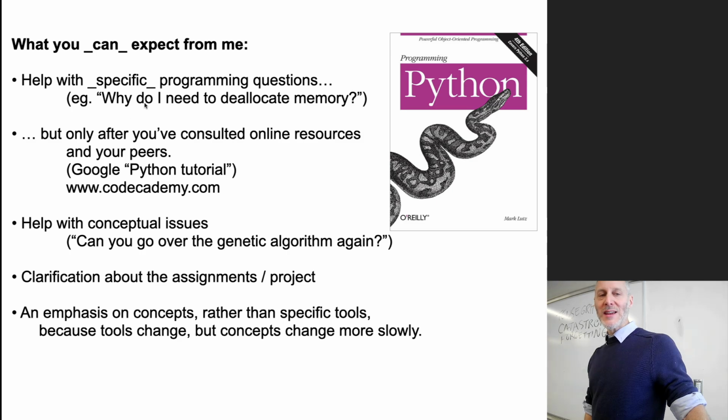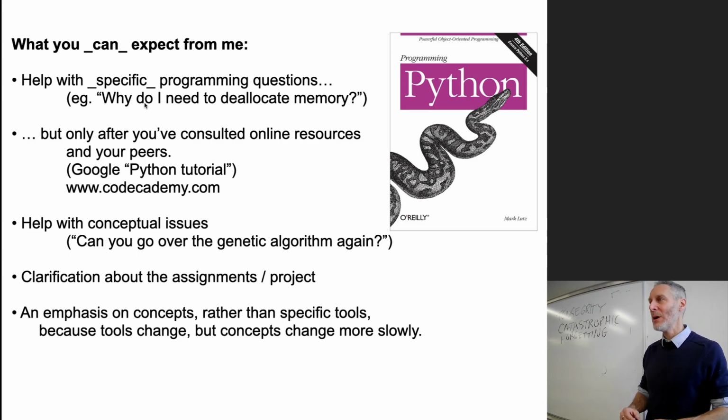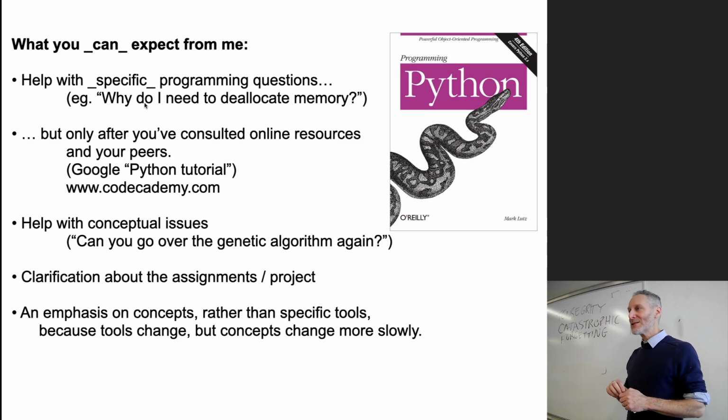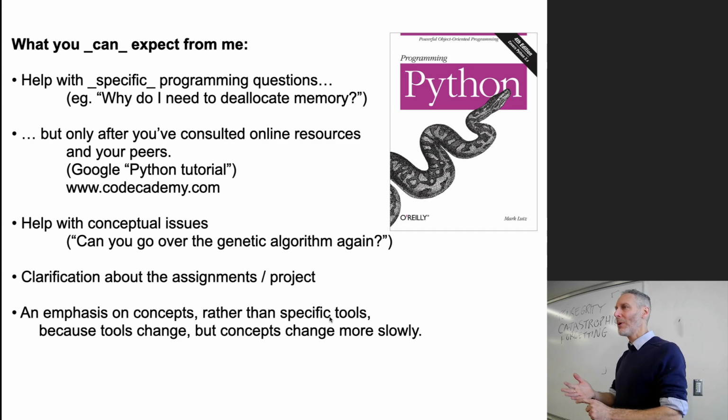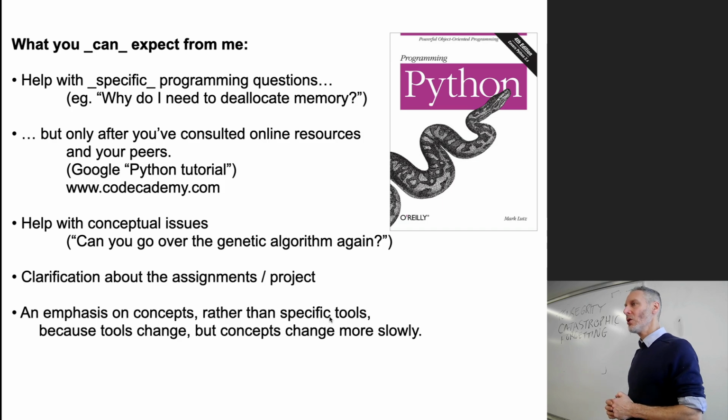I left this example up here. Why do I need to deallocate memory? Because this class used to be taught in C using a different physics engine. As you will see in this course, there's going to be an emphasis on concepts. Specific tools like programming languages, physics engines, particular kinds of robots, stepper motors, all sorts of technologies come and go, but some of these basic concepts have staying power.